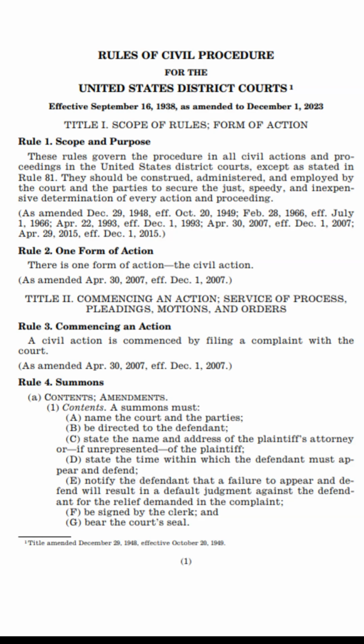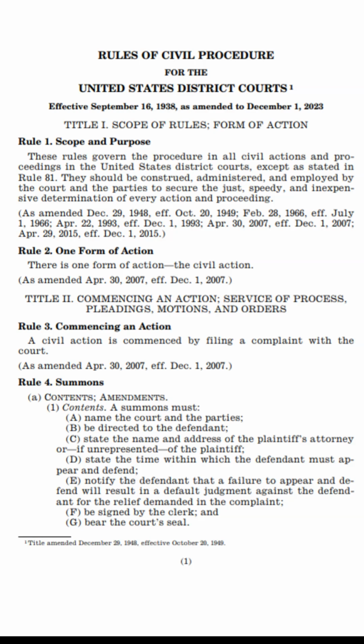Title 1. Scope of Rules, Form of Action. Rule 1. Scope and Purpose. These rules govern the procedure in all civil actions and proceedings in the United States District Courts, except as stated in Rule 81. They should be construed, administered, and employed by the court and the parties to secure the just, speedy, and inexpensive determination of every action and proceeding.